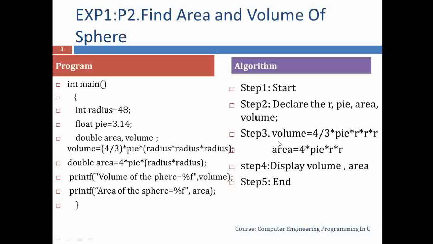Then in step number 3, we perform the two formulas, that is the area and volume. Volume of sphere is equal to 4 upon 3 multiplied by pi multiplied by r cube, so we write here r multiplied by r multiplied by r. Then the area's formula is 4 pi r square, so we write here area is equal to 4 multiplied by pi multiplied by r multiplied by r. In this way we get the two results, and those results will be displayed in step number 4, and the next step is the end of the algorithm.